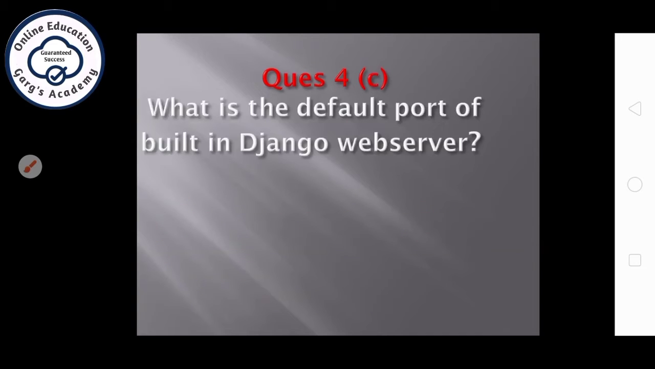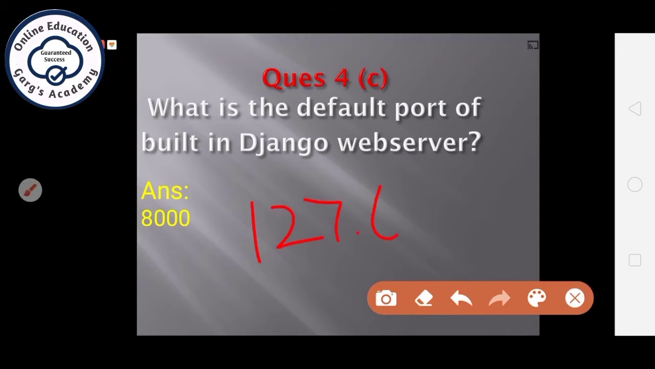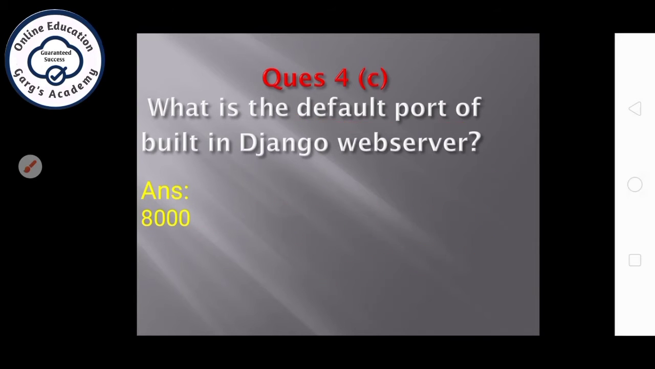Next question. What is the default port of the built-in Django web server? Answer is 8000. Many students are confused in this answer. They can also write 127.0.0.1, but this is the default IP address. Here it is asking the default port number, and the port number is 8000. So students, attempt this question carefully.